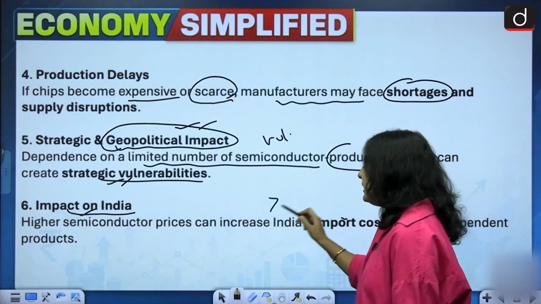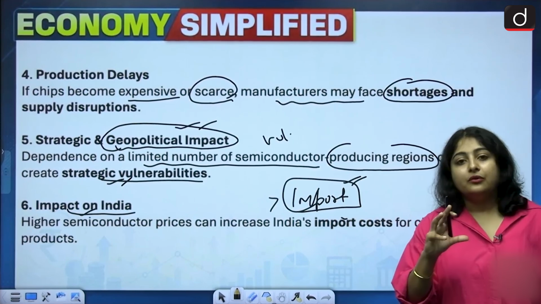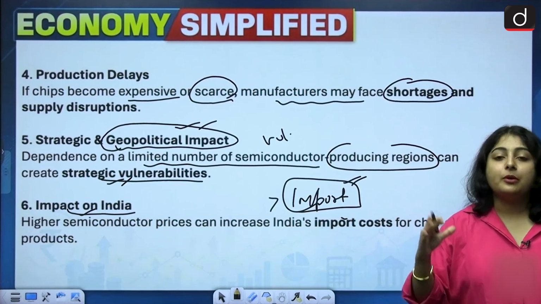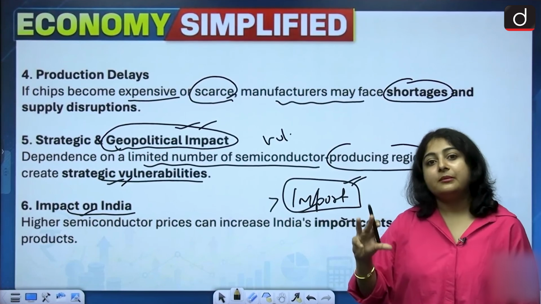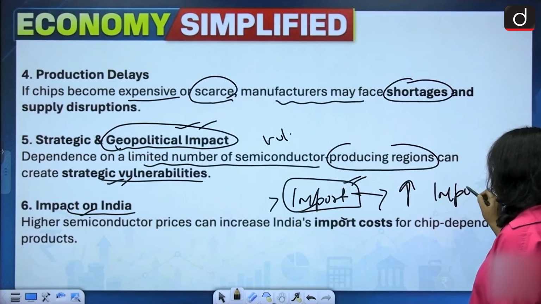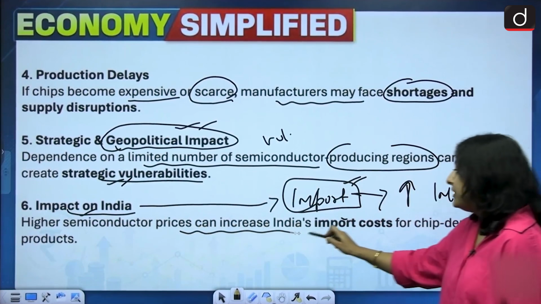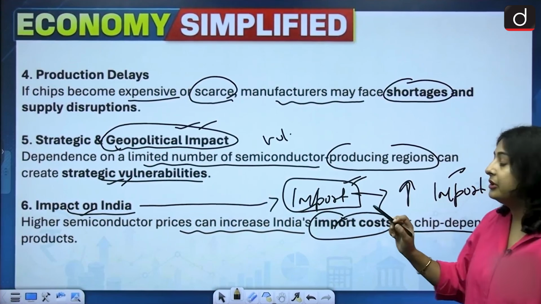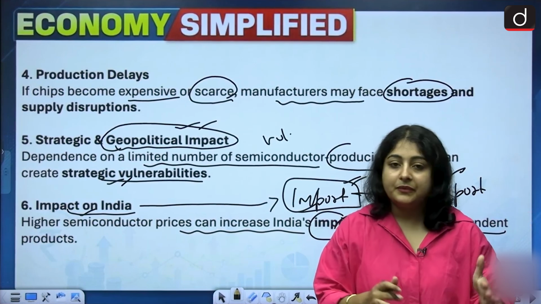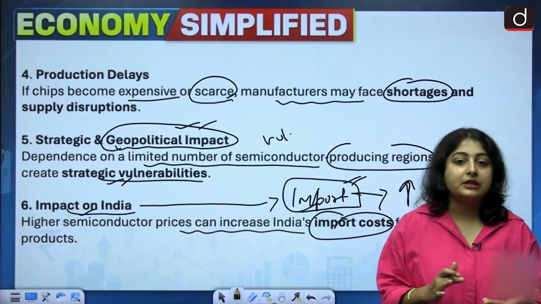Now sixth, impact on India. It can increase our import bill. Why? Because for semiconductor chips, we are dependent on imports. India currently imports a lot of semiconductor chips from other countries. Since the prices of these chips have increased, there will be a rise in the import bill, and this will deplete our foreign exchange reserves. Higher semiconductor prices can increase India's import cost for chip dependent products. That's why India is pushing to start semiconductor facilities in India itself, so that we can reduce our import dependence. We should have our own domestic manufacturing capacity.